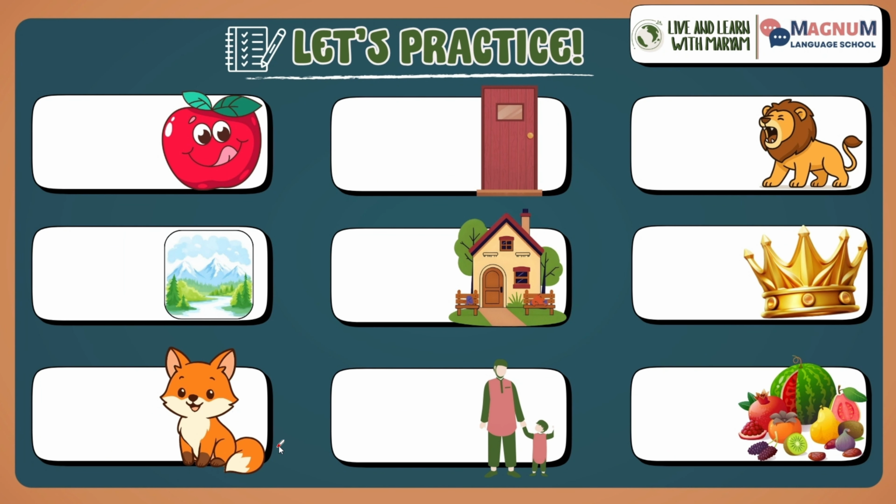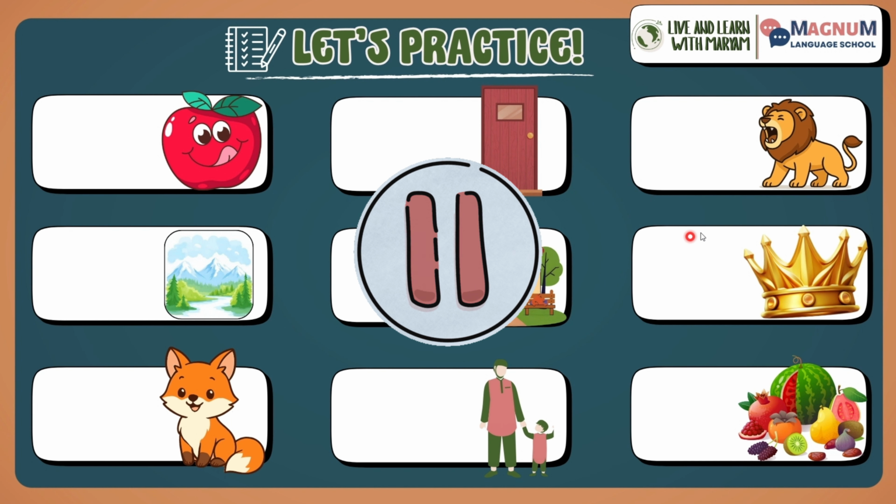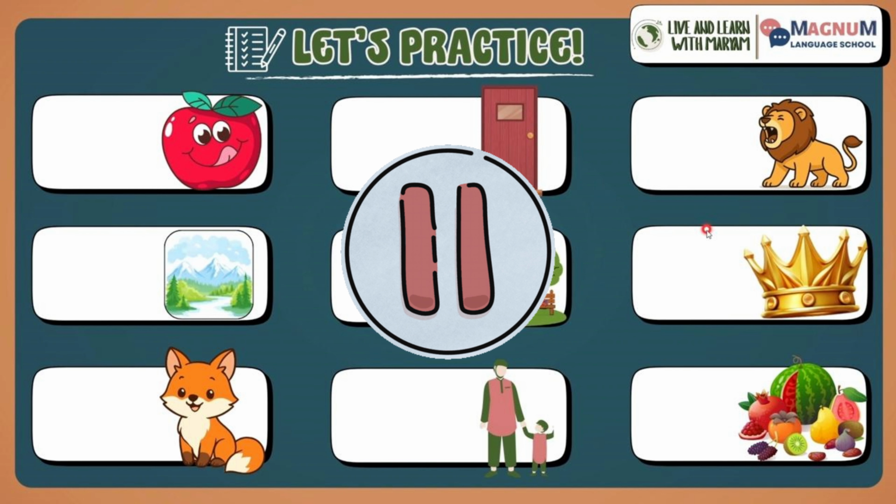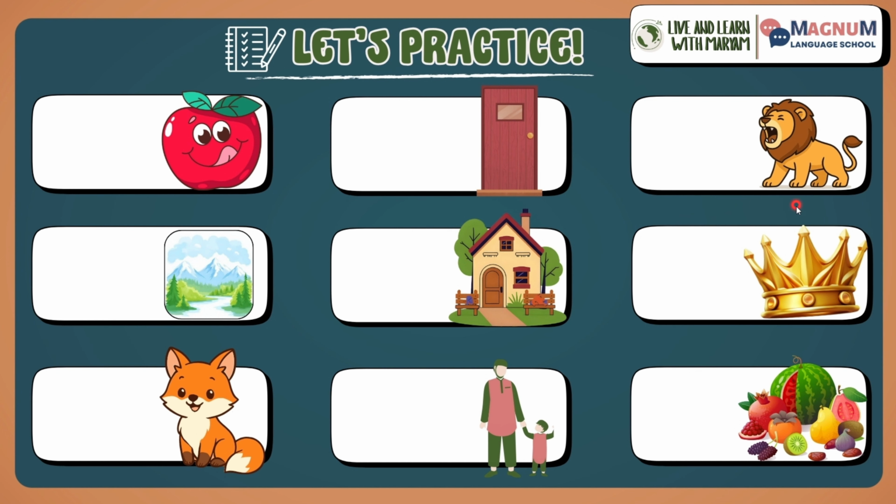Now, let's practice the four letters. We have to write the letters associated with these pictures. Do you remember these pictures? Pause the video and try doing it yourself. Okay, let's try it together. The first picture is a lion. Do you remember what the word for lion was?